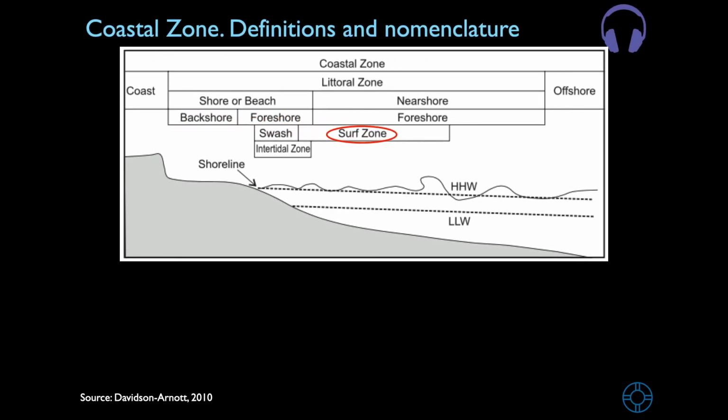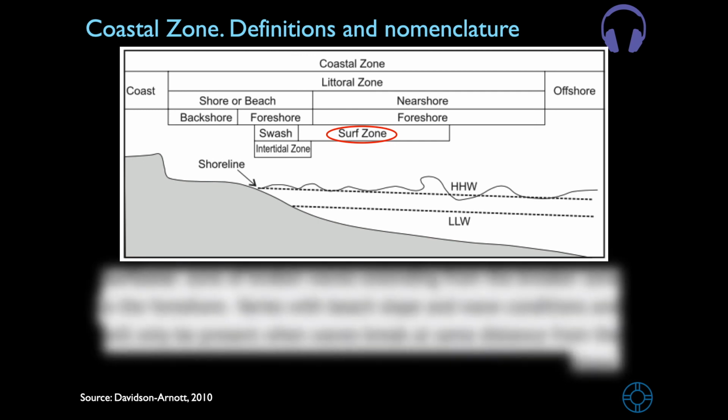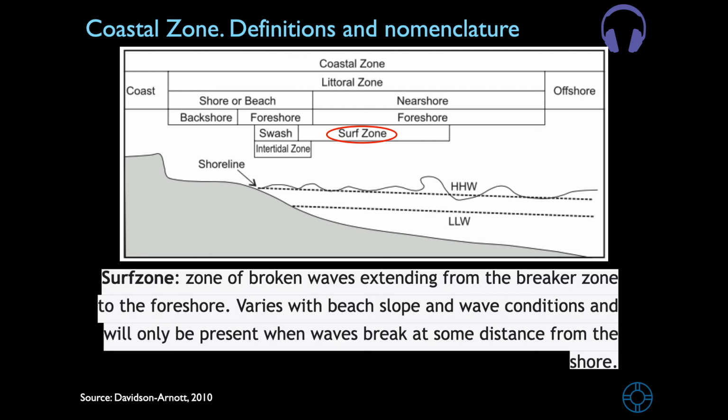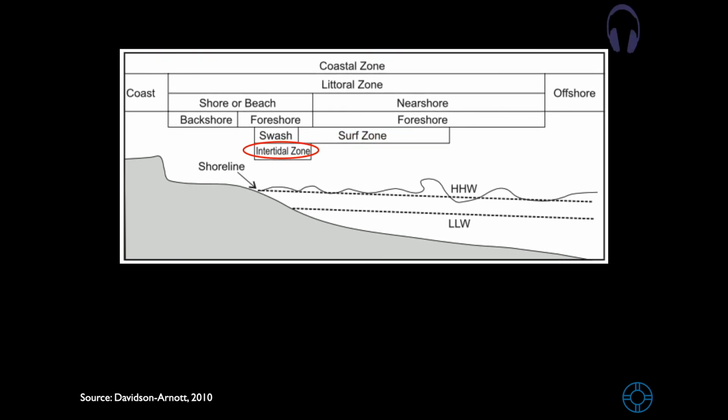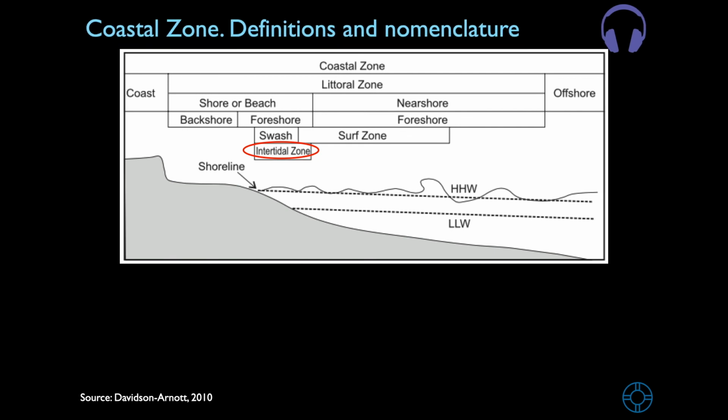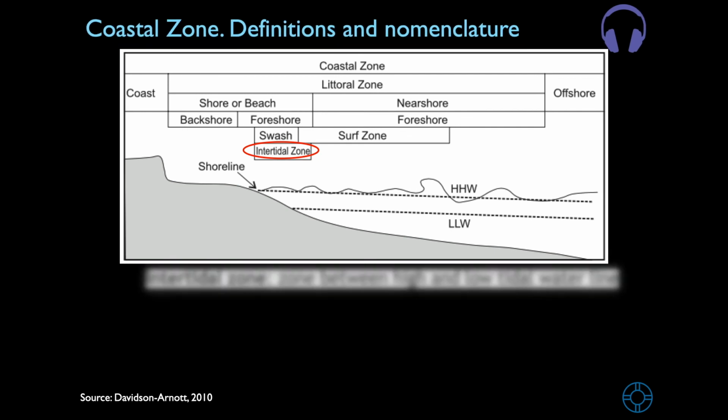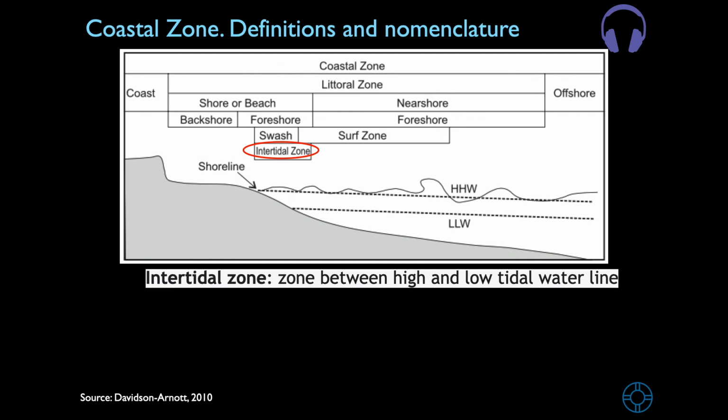The surf zone is the zone of broken waves extending from the breaker zone to the foreshore. It varies with beach slope and wave conditions and will only be present when waves break at some distance from the shore. The intertidal zone is the zone between high and low tidal waterline.